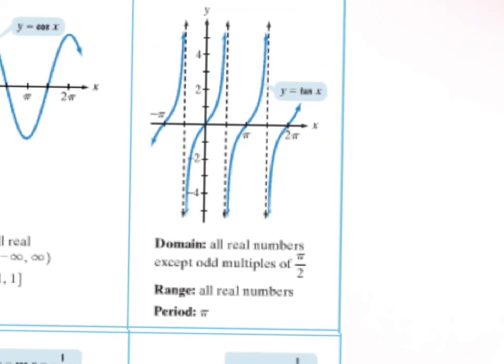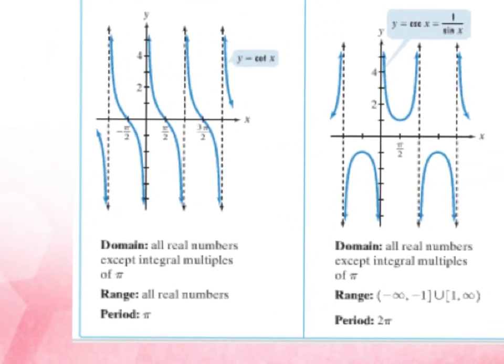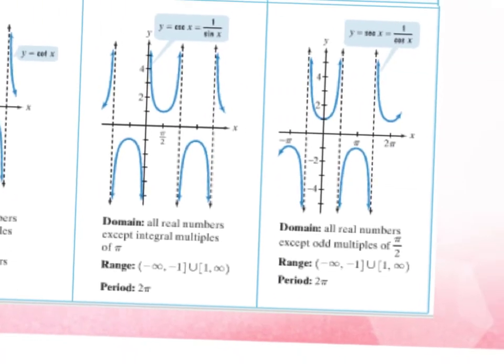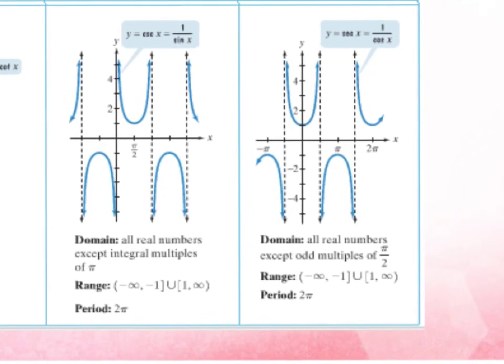Here's tangent. Domain is restricted. Range is all real numbers. Its period is pi. Cotangent, the period is also pi, domain is also restricted, the range is the set of all real numbers. The domain and range for cosecant and secant are both restricted. The period is 2 pi.